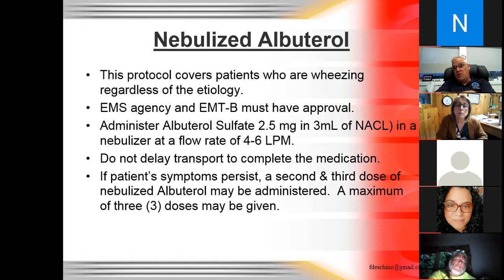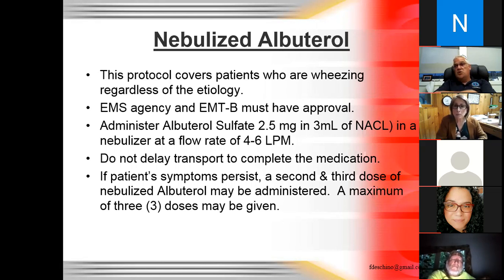You can go 4, but most people use 6 liters per minute. There's no real reason. I wouldn't go faster than 6, but I haven't seen anybody really use 4. Sometimes in a hospital they do, but 6 liters is the typical. You don't have to stay at the house to finish the treatment. You can wait till you get them to the ambulance, or continue it from the house into the ambulance, and so on.